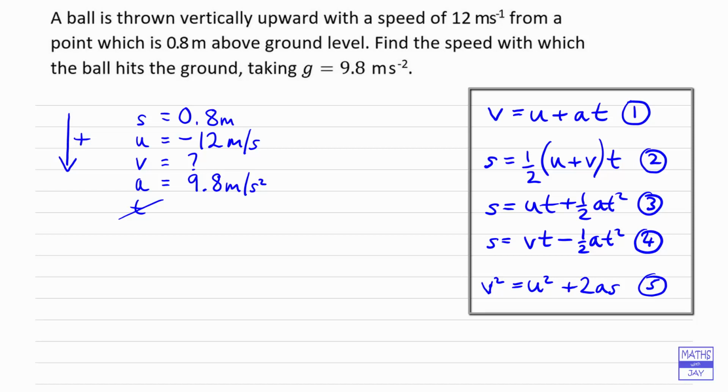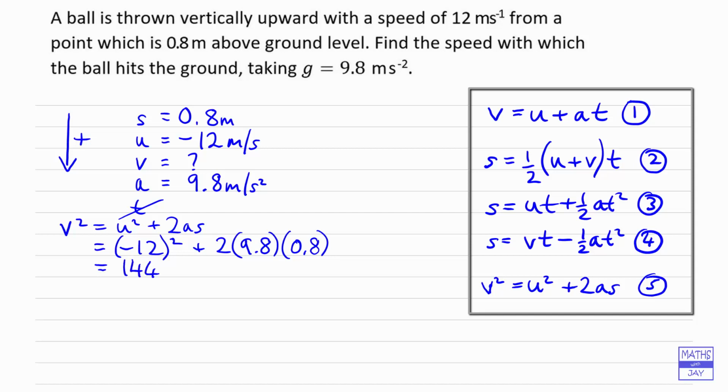So we want v squared is u squared plus 2as, and then substituting in u, so negative 12 squared, and then we're multiplying 2 by 9.8 and 0.8. So 12 squared, 144, and then multiplying those three numbers together gives us 15.68.